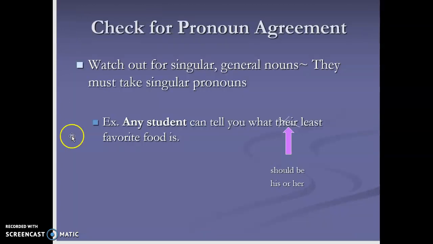Okay. So you want to make sure you have singular general nouns. Like any student can tell you what. It's not there because a student is singular. So any student can tell you what his or her least favorite food is. Student is singular. The pronoun has to match the antecedent. Student, his or her.